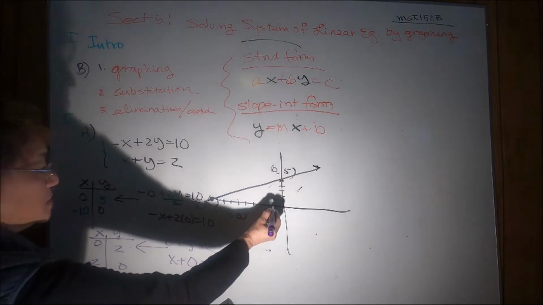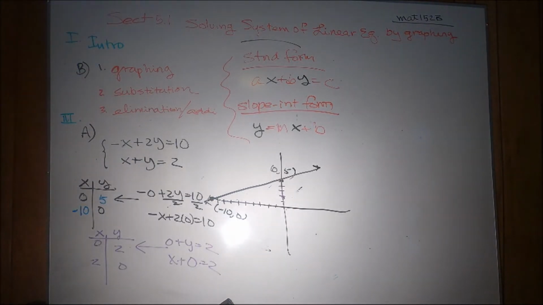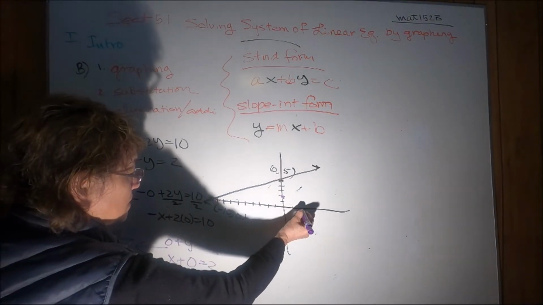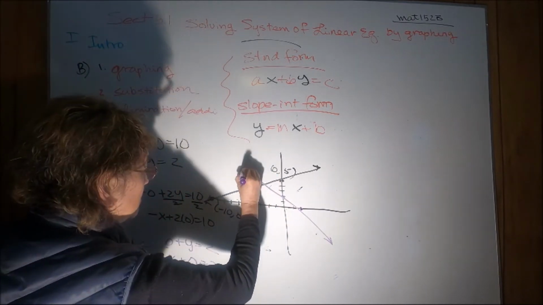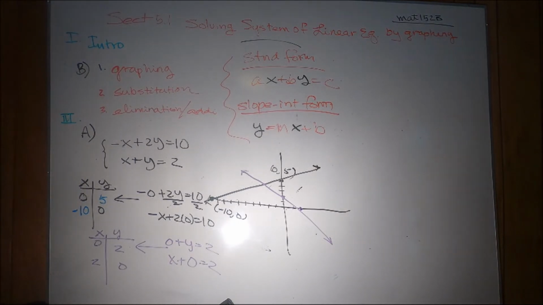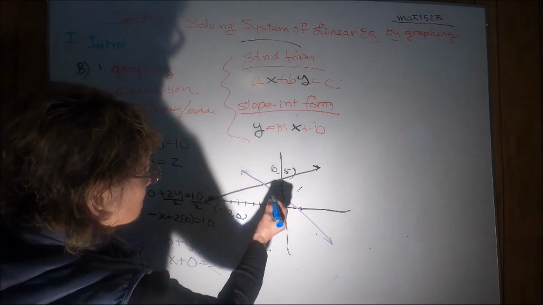So 0, 2 is here, right? 2, 0 will be here. So this line will look like this. Remember how to graph your line? So where do they meet? They meet somewhere here, right?